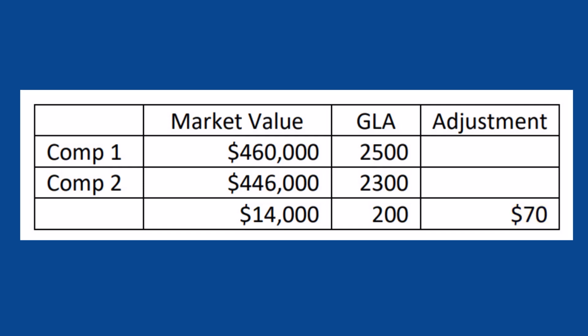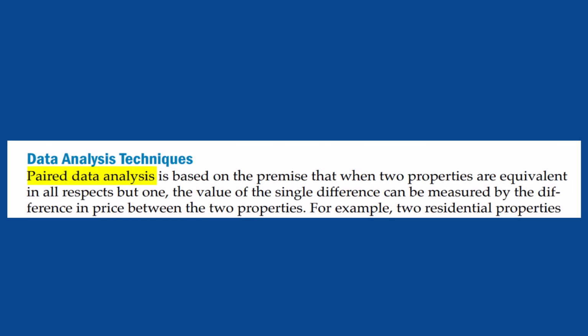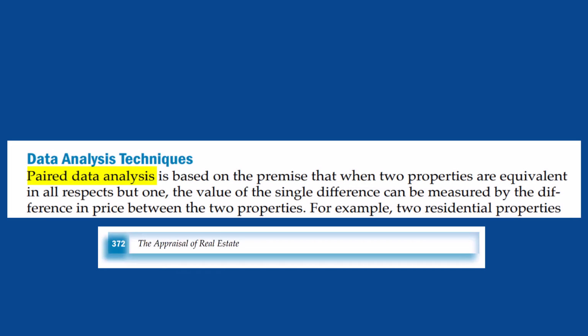This is a classic example of paired data analysis. Paired data analysis is based on the premise that when two properties are equivalent in all respects but one, the value of the single difference can be measured by the difference in price between the two properties. That is a direct quote from the Appraisal of Real Estate 15th edition on page 372. The logic is rock solid, but the application of this logic is limited by the inability to locate pairs that are equivalent in all respects but one.